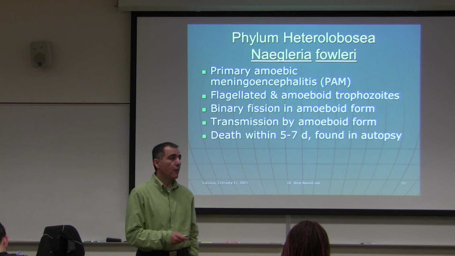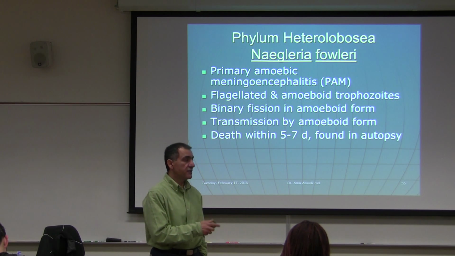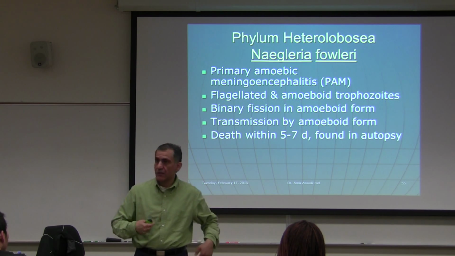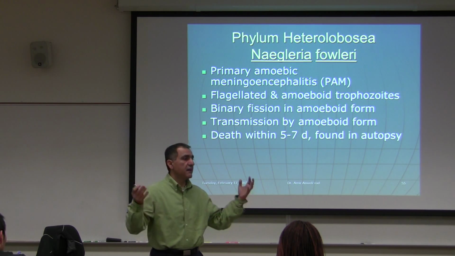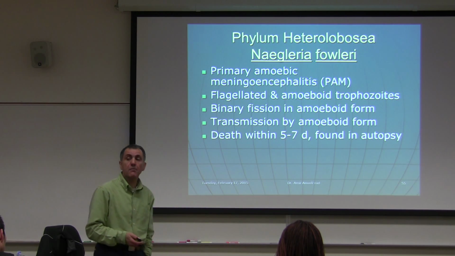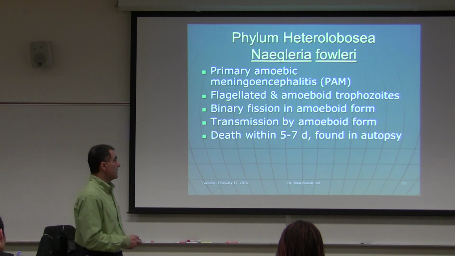Most of the time, when they find out the cause of death was this parasite, it's in autopsy. When the patient is dead, they open up the patient, and they find the amoeba in the brain. Of course, they give it to pathology. You have to find it on a microscope. With the naked eye, you cannot find them.